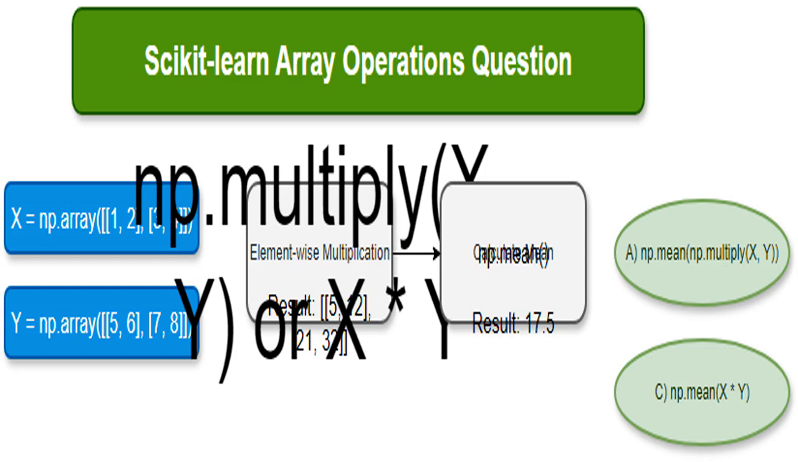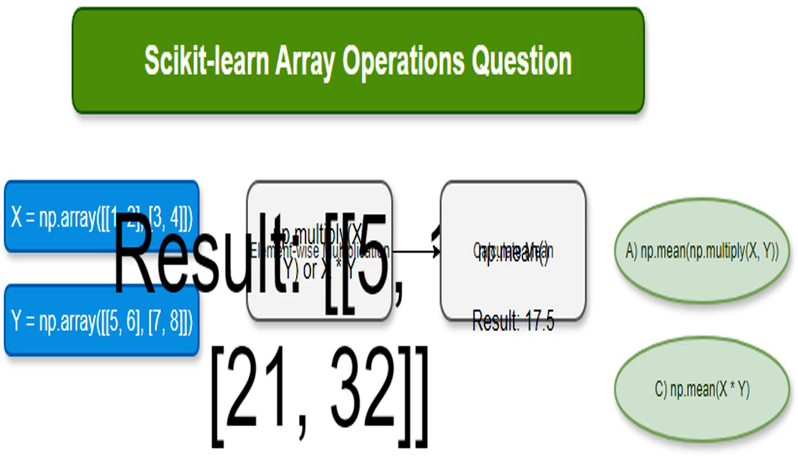Is a more concise way that leverages Python's operator overloading. It does the same multiplication implicitly. This displays the result of the element-wise multiplication. And these values form the resultant 2 by 2 array.